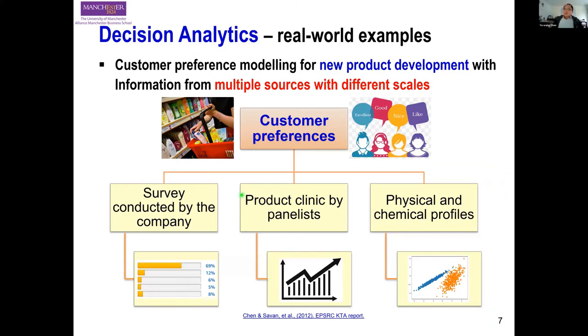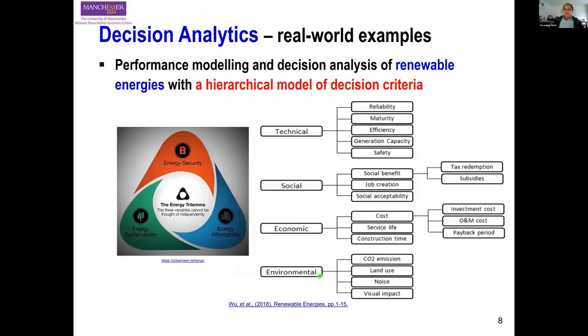In consumer preference modeling for new product development, data and information should be connected from different sources. Also, the data can be in different forms with different scales. For performance modeling and decision analysis of renewable energies, very often a hierarchical decision model can be developed. In this hierarchical structure, as you can see from these diagrams, the environmental impact can be assessed against different sub-criteria. So basically, we consider a set of decision criteria in our hierarchical structure.